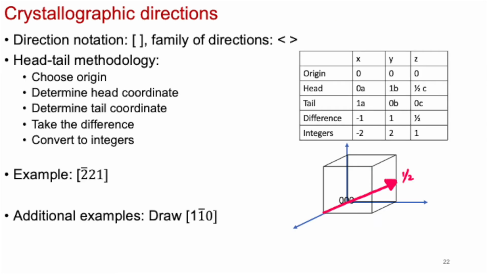Okay, crystallographic directions. This is the most common way of determining crystallographic direction. It's called the head-tail method. There are different ways that people do it, but the head-tail methodology is outlined here, where one, you choose your origin.